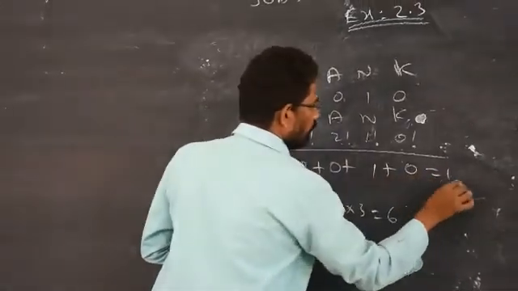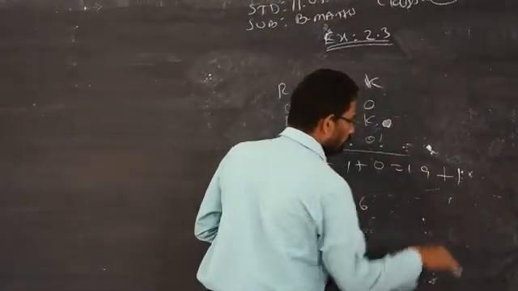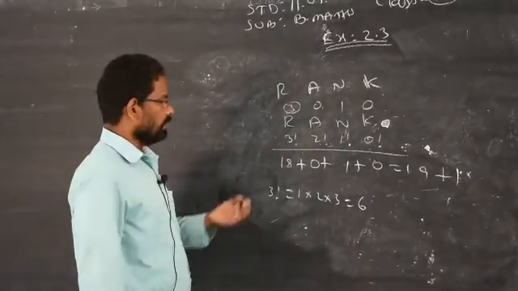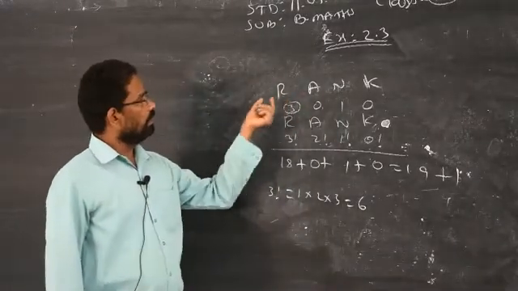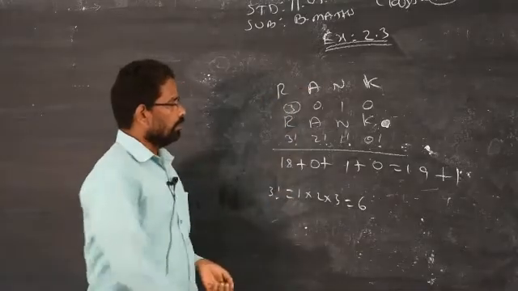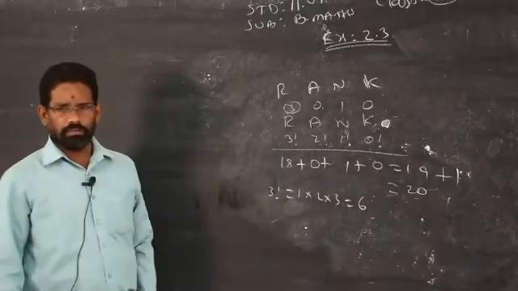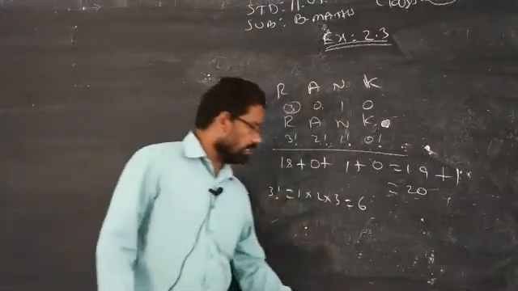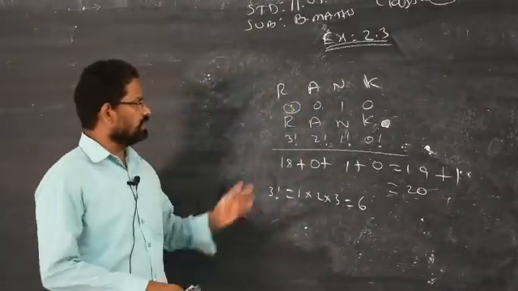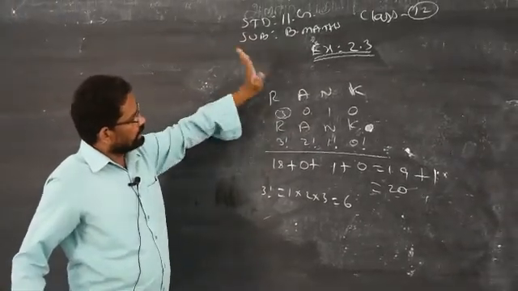So 18 plus 1, 19. You have to add always 1 to the final answer. You will get the rank of the word which is formed from the word RANK. So 19 plus 1 is how much? 20. So this is the one method. We have another method. Next class I will teach another method also to arrange in order. But this is the easiest method. Just write it as it is.